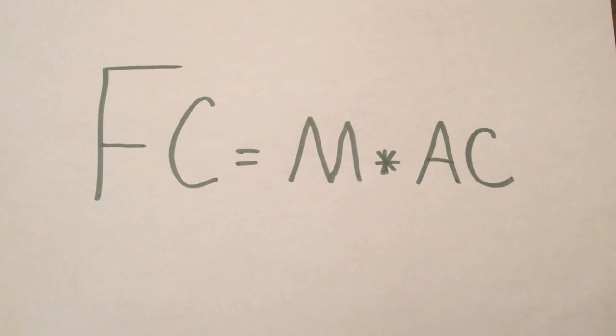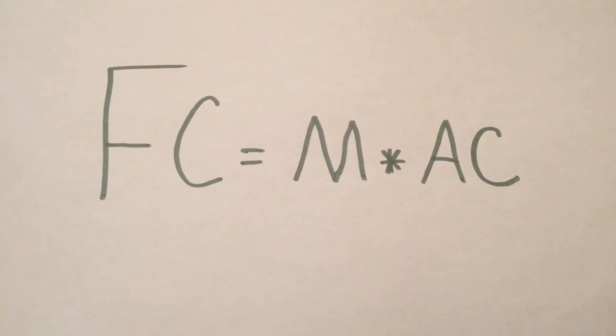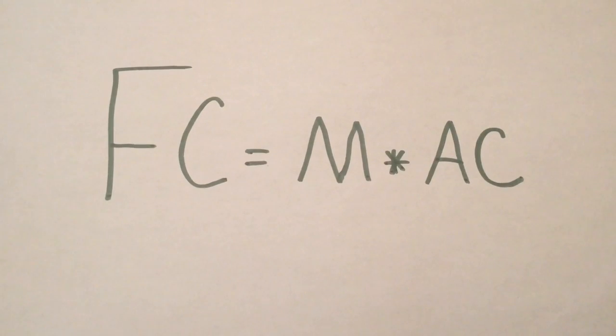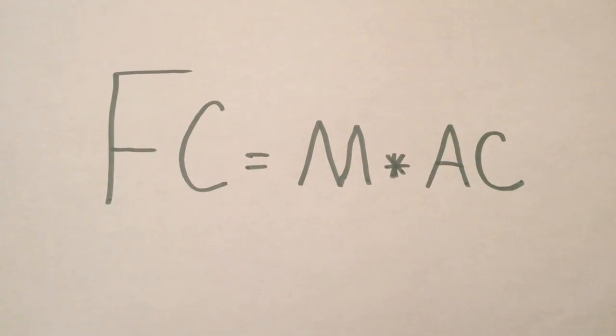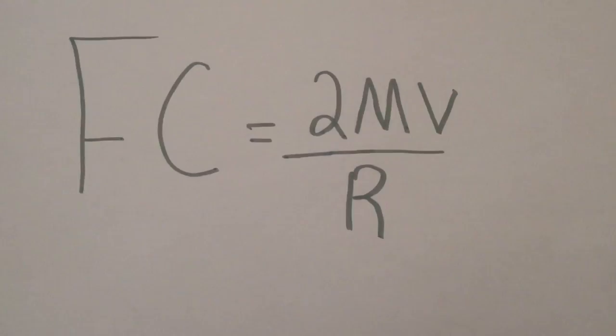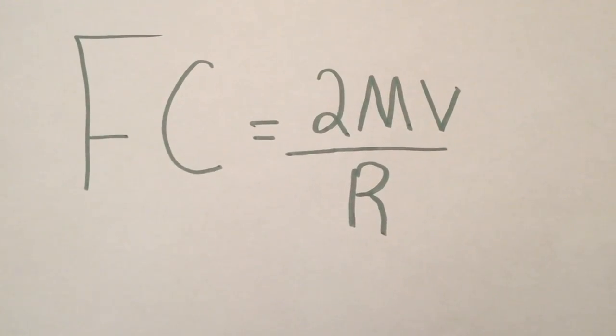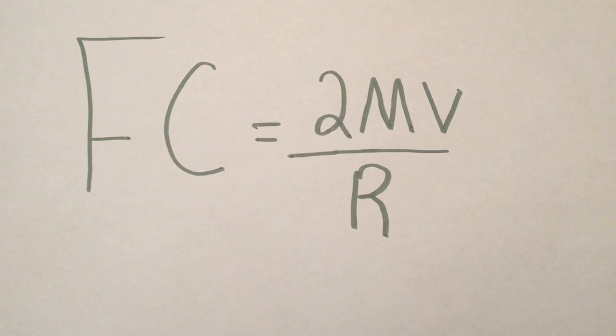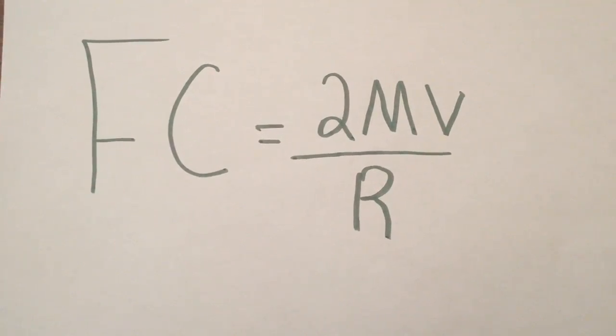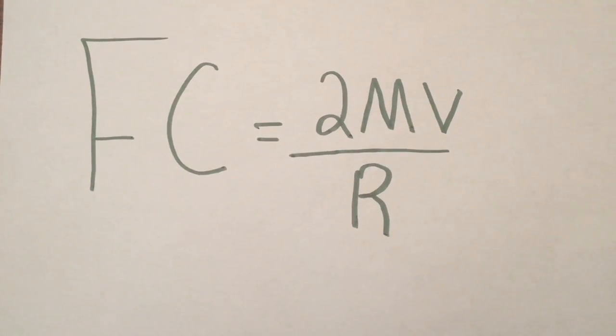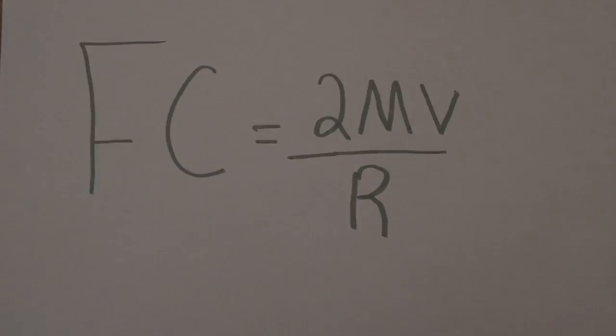The next equation shown will help you find the centripetal force. First equation is m times ac, m representing the mass and ac representing the acceleration. You would use this equation if you didn't have the acceleration. The other is m times v squared all over r, m representing the mass, v representing the velocity, and r representing the radius.